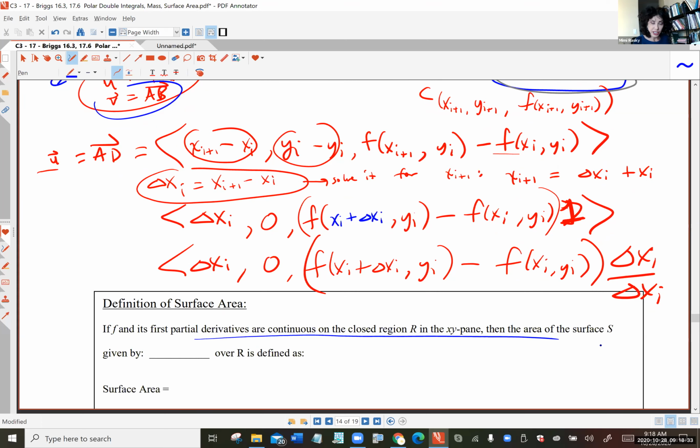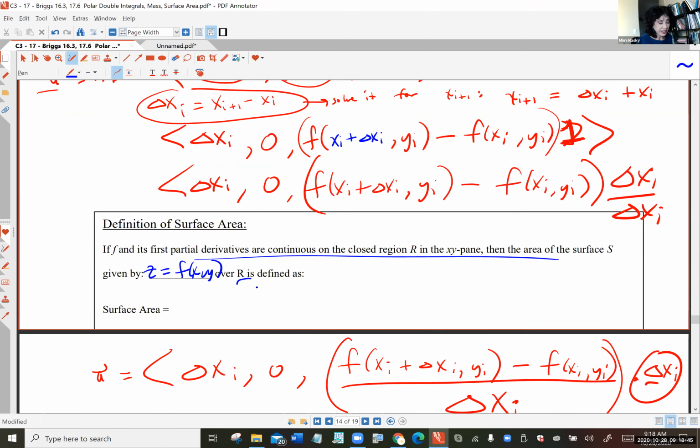If f and its first partials are continuous on a closed region R in the xy plane, then the area of the surface S, and this is the surface function that you hopefully are given over some region R, is defined as, be careful because some of the notation in mine may be different from your MyMathLab just because me and Briggs differ. You're going to have a double integral, but instead of over a region, it's going to be over a surface. You're going to put an S down here instead of an R. So get used to some of this weird notation. And then you're going to put dS. Now dS represents a surface area element. I'm not kidding you, people. And I'm going to use that vocabulary for the rest of the semester.